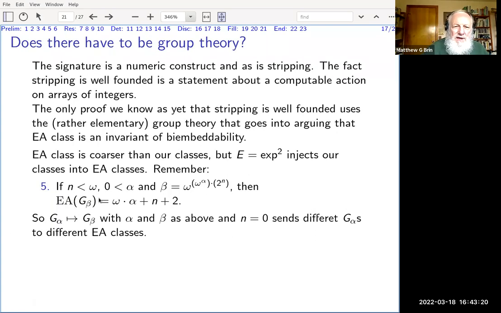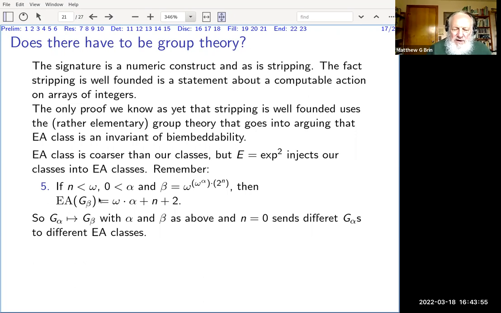The strange thing is that in theory, there doesn't have to be any group theory. The signature is a numerical construct. It's an upper triangular matrix of non-negative integers. The stripping operation can be calculated purely numerically. In a couple of pages, I'll toss some formulas up and I'll just say, see, that doesn't look that complicated. And so you can actually do stripping without involving any groups.